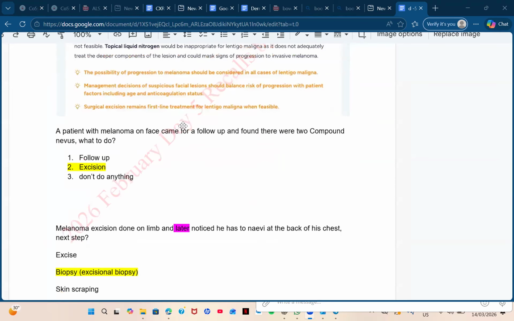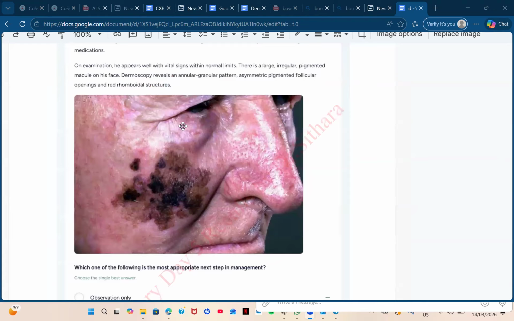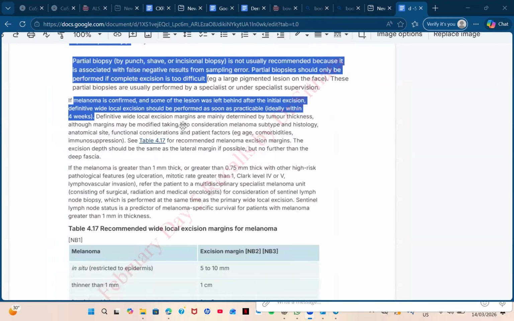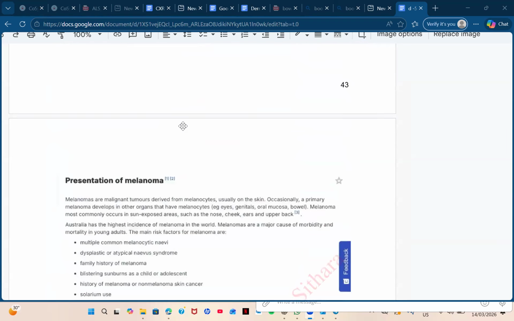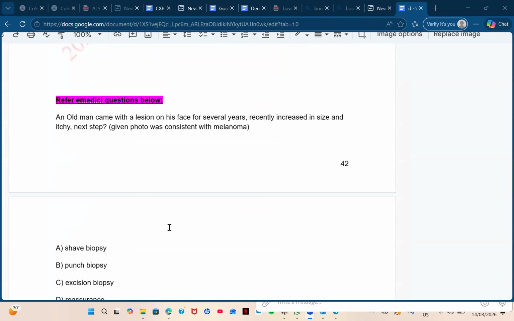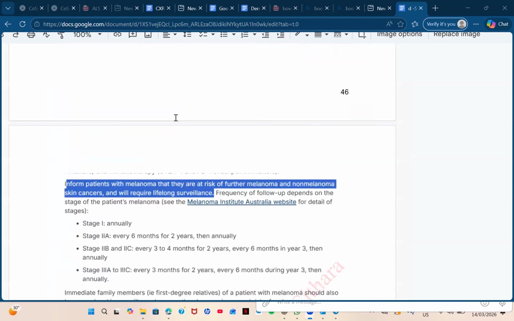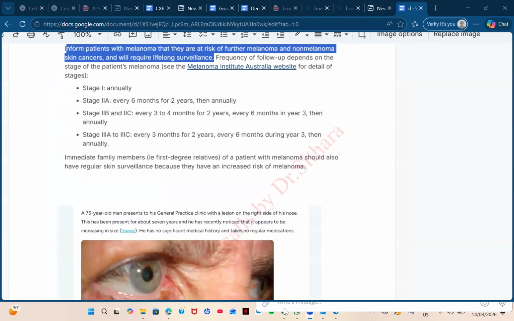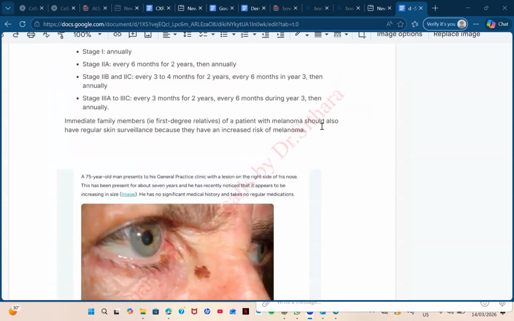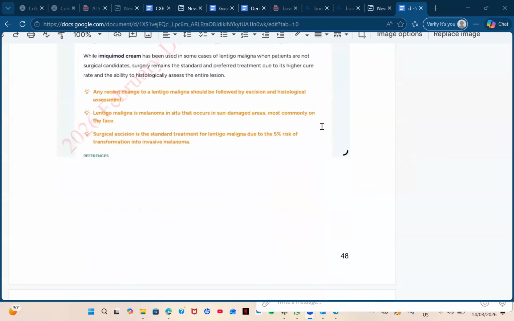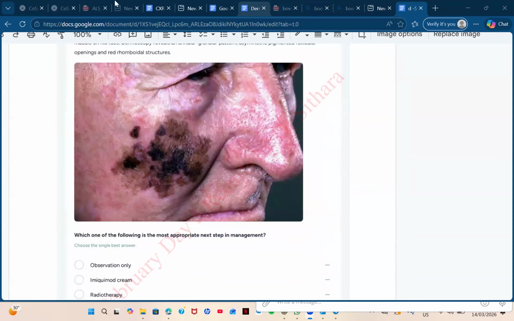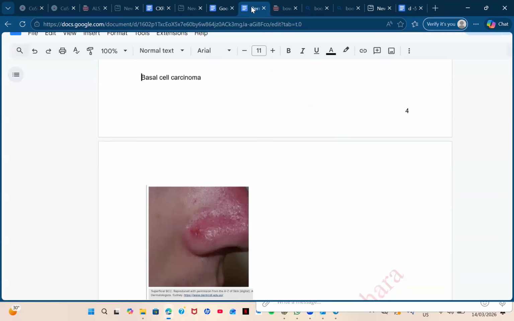These are the three main scenarios. Here you can see how many very weird questions they have asked in melanoma. These are melanoma questions, not just melanoma but lentigo melanoma questions. Because of that, it's a very high yield topic, so never forget it.